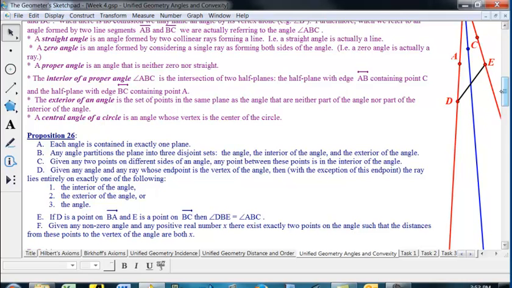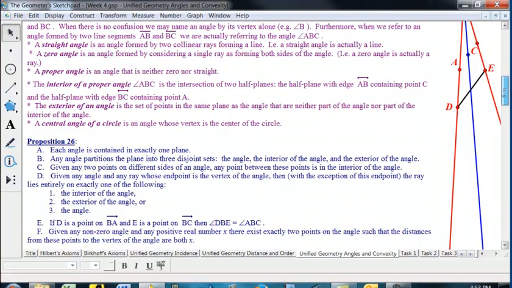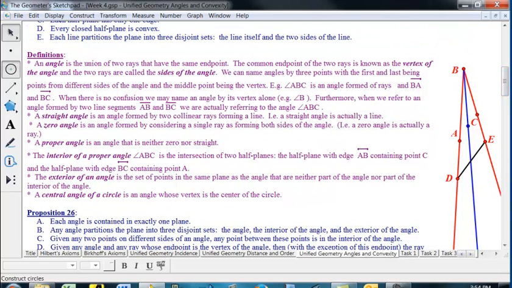Given any non-zero angle and a positive real number x, there exist exactly 2 points on the angle such that the distances from those points to the vertex are both x. So given a radius here, there are exactly 2 points, there and there, that are a fixed distance from B. We can go out a fixed distance and find 2 points, one on each side, at that distance.